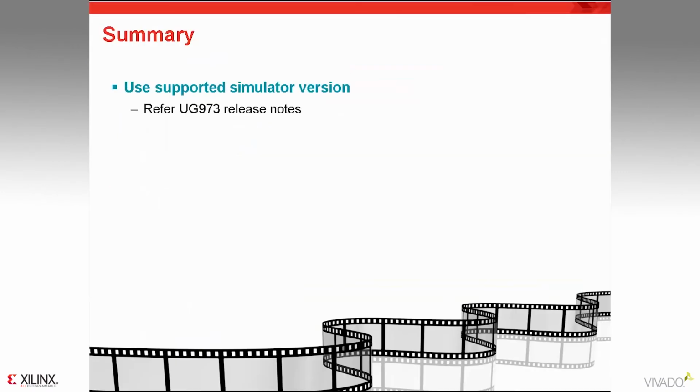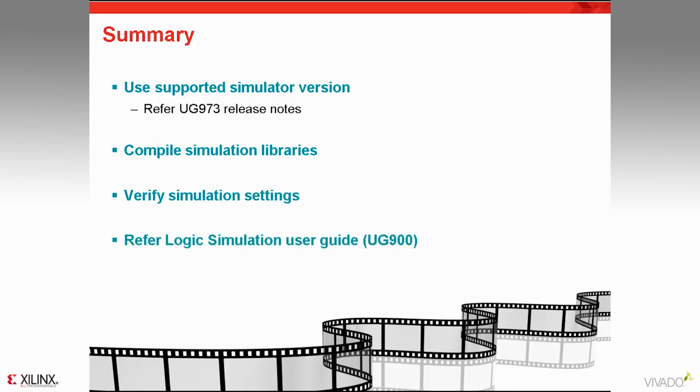To summarize the simulation flow, we first have to make sure we are using the right version of the simulator, and this information can be found in the Vivado Release Notes, User Guide 973. Second, we have to compile the simulation libraries. And third, we set up and verify simulation settings for the project. And of course, all these steps are documented in the Logic Simulation User Guide, UG900.